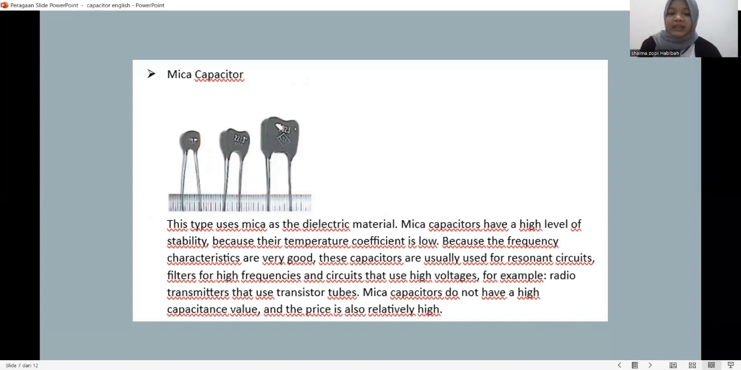These types use mica as the dielectric material. Mica capacitors have a high level of stability because their temperature coefficient is low, and because the frequency characteristics are very good. These capacitors are usually used for resonance circuits, filters for high frequencies, and circuits that use high voltage, for example, radio transmitters that use transistor tubes. Mica capacitors do not have a high capacitance value, and the price is also relatively high.